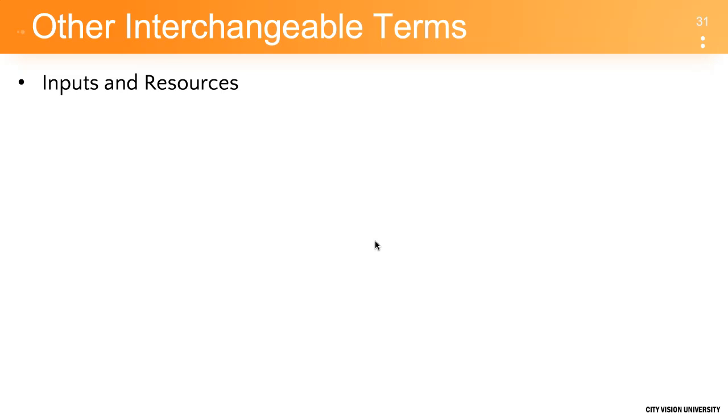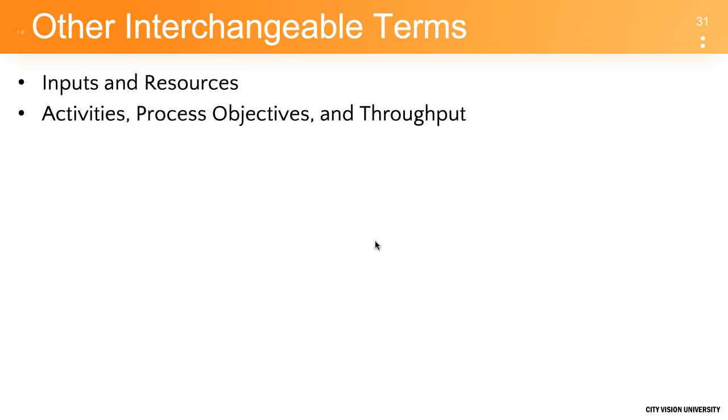some of the text will lump resources and the activities into the same category called input. Some places they don't. In other places it's very specific. An input is a resource only, and then activity is something different. So inputs and resource is something to watch out for. A second one is activities, process objectives, and throughput. Oftentimes you will see these also doubling or tripling up on their definitions.